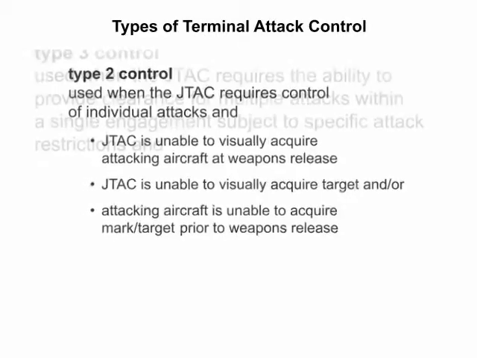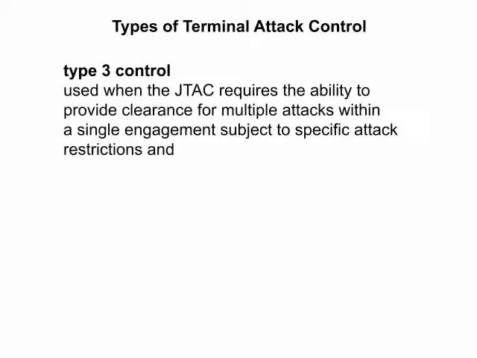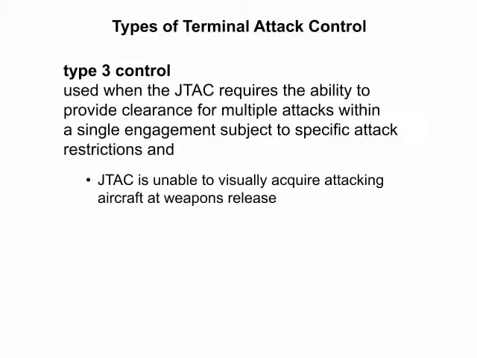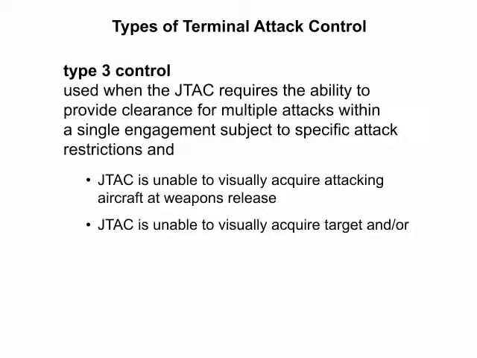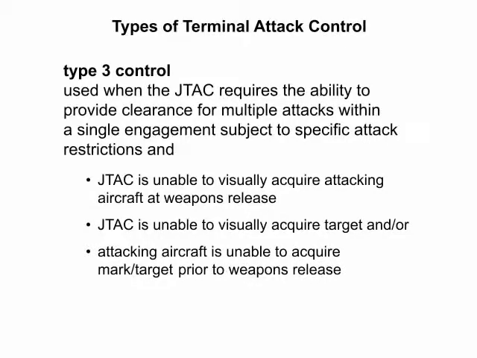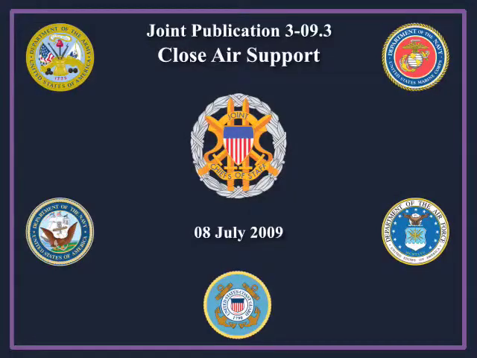Type 3 control is used when the JTAC requires the ability to provide clearance for multiple attacks within a single engagement subject to specific attack restrictions, and any or all of these conditions exist. JTAC is unable to visually acquire the attacking aircraft at weapons release. JTAC is unable to visually acquire the target, and/or the attacking aircraft is unable to acquire the mark or target prior to weapons release. This concludes the Joint Publication 3-09.3 Close Air Support Executive Summary Podcast.